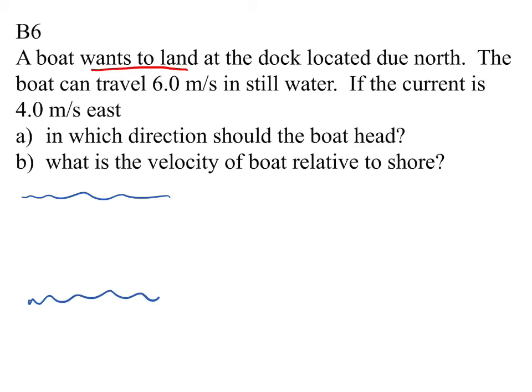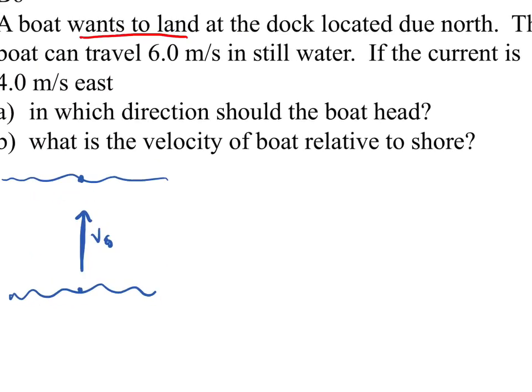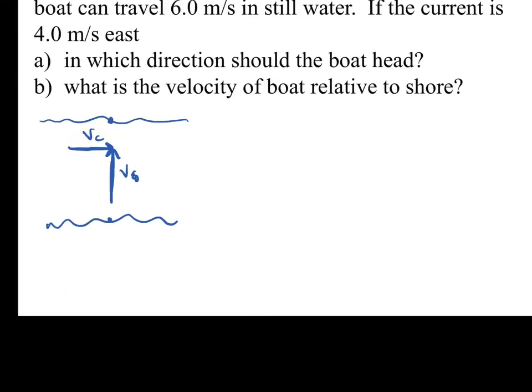The current is definitely going to the east, but if the boat starts here, it wants to go due north, okay? This is what the boat wants to do. So that's actually what the velocity relative to the shore should be, because the boat wants to do that. It wants to go due north like that. So what should the boat do to offset the current that's going to the east? It should probably go northwest in some direction, shouldn't it? Because it wants to offset this velocity of the current going to the east.